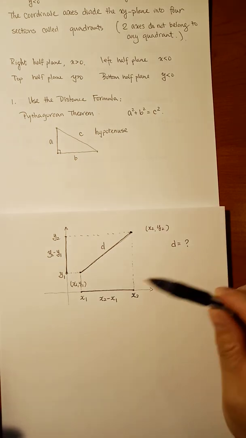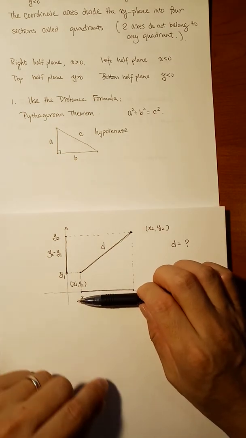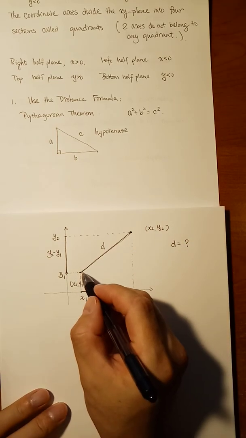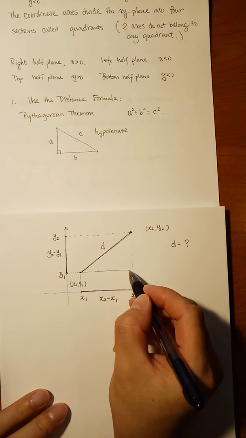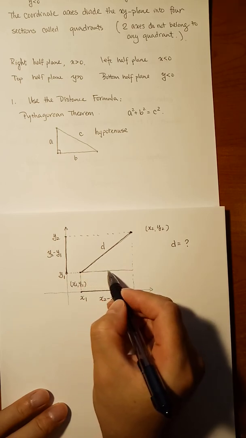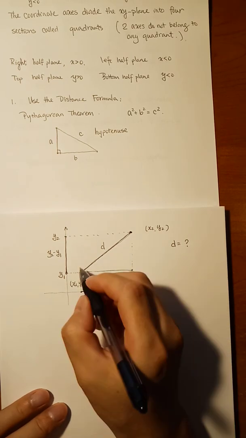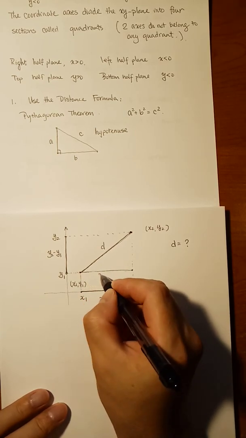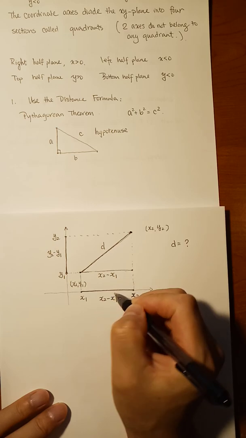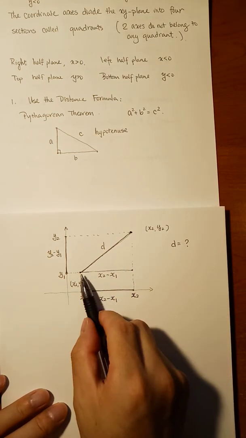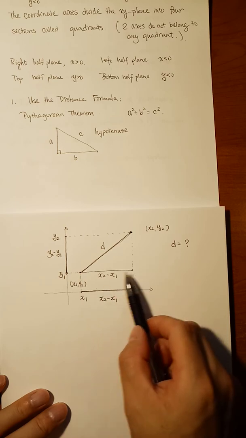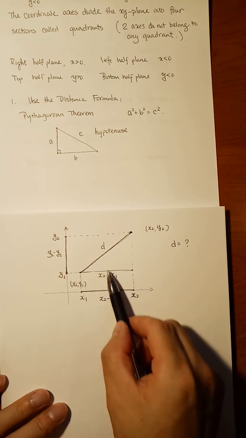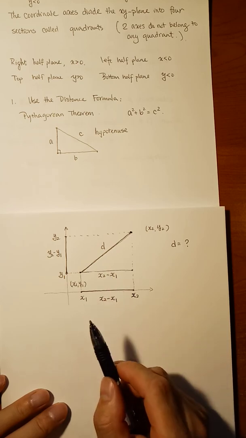So what's next? Next, we are going to shift this parallel above. Okay, so we parallelly shift it upward. Then here's x2 minus x1. This side is x2 minus x1. Right? So this horizontal side is x2 minus x1. Why? Because you see, we have a rectangle. Rectangle opposite sides have the same length.